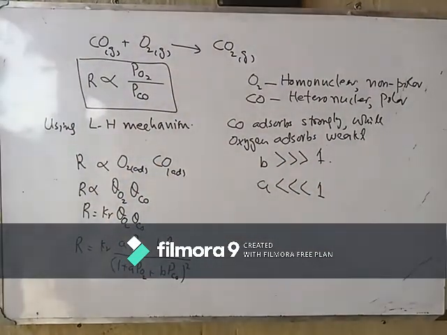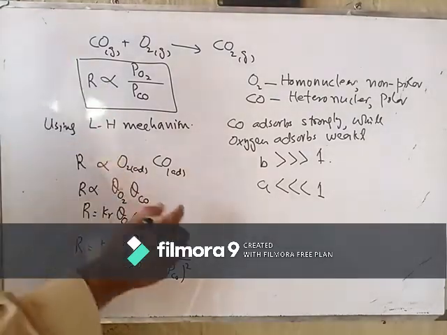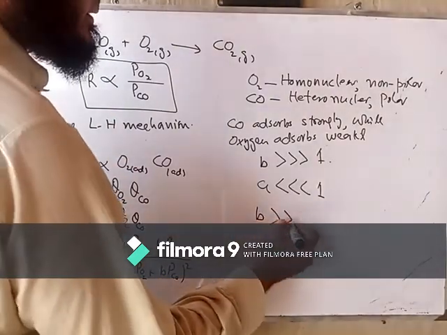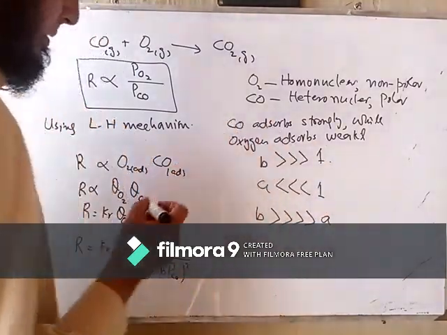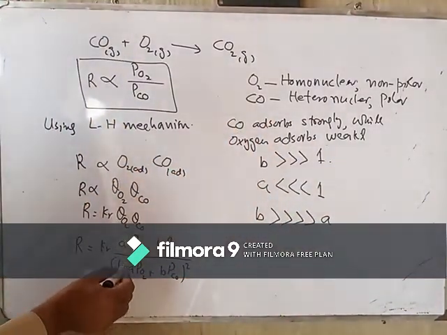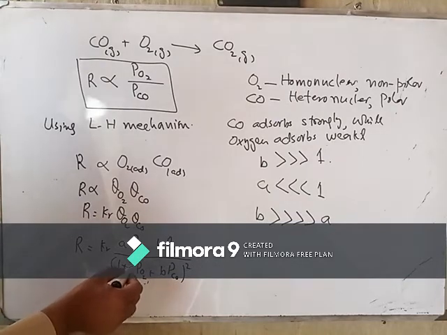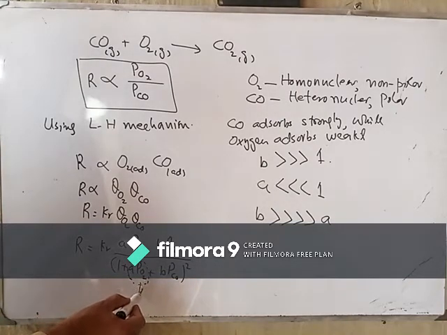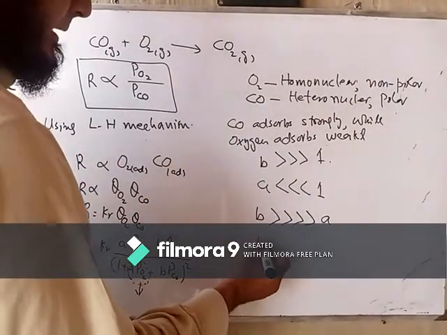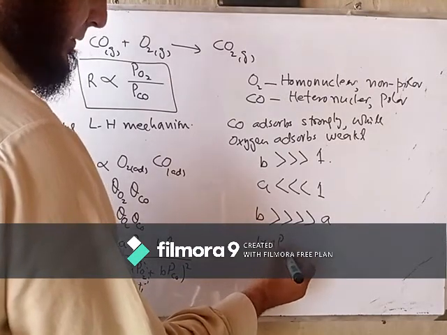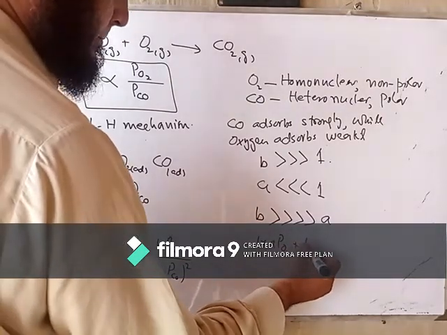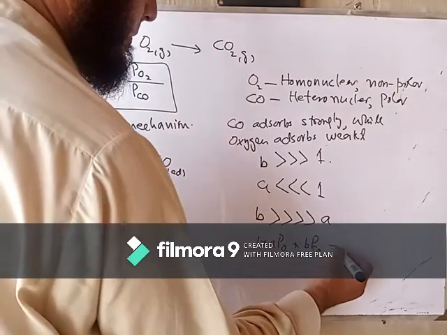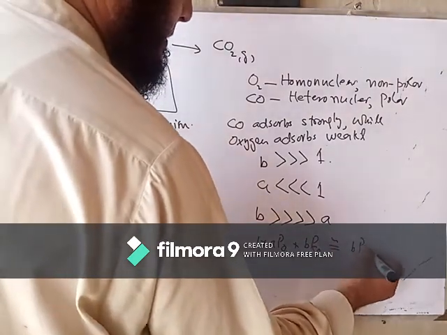So under these conditions, the adsorption coefficient B is much greater than A. तो इस केस में इसको हम इग्नोर कर सकते हैं, इस टर्म को इग्नोर करेंगे because this is much smaller in comparison to B. In other words, 1 plus A P of O2 plus B P of CO is equal to B P of CO.